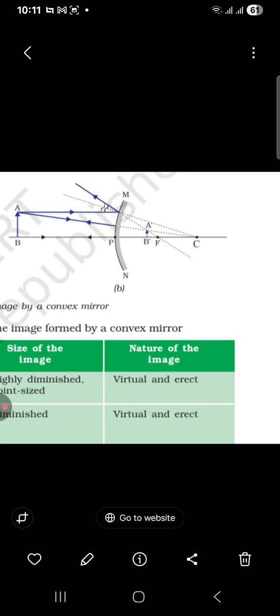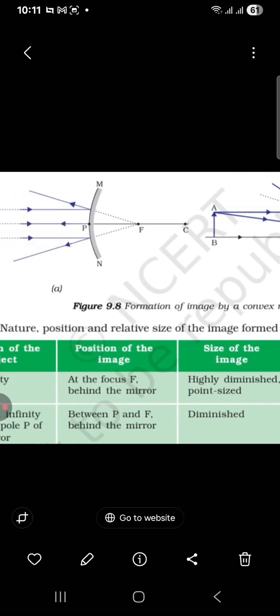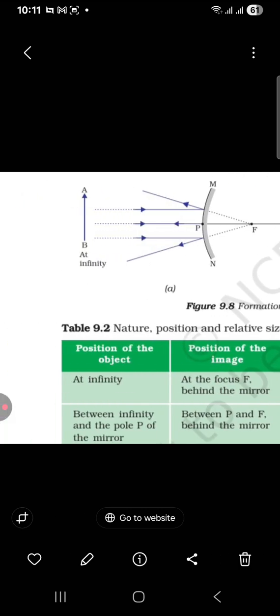In second case, if object is at finite distance, then where will image form? Image is again virtual, erect and small. Smaller in size. You can see in your daily life, a driver's mirror covers a large area and image size is always small.